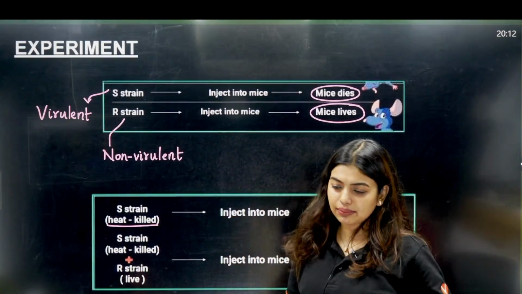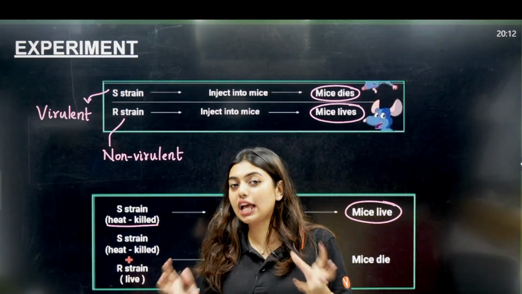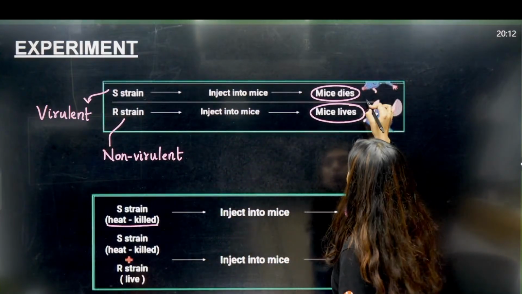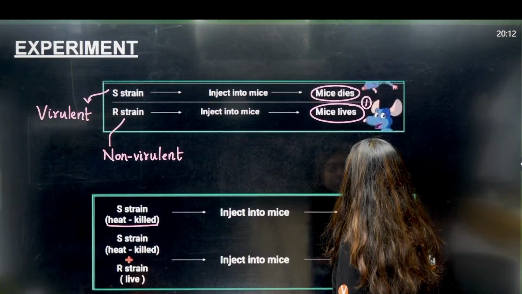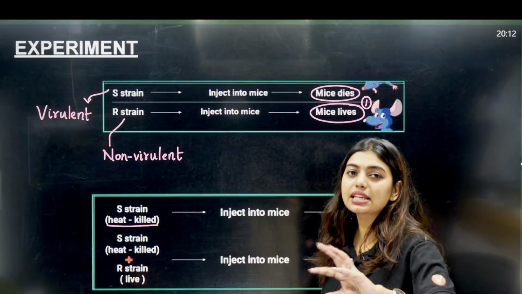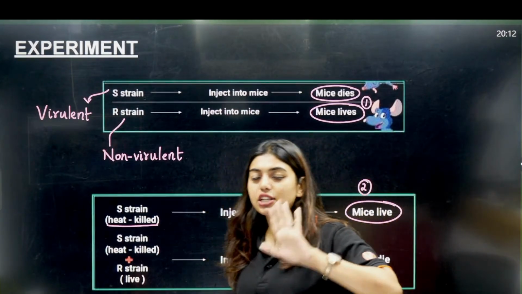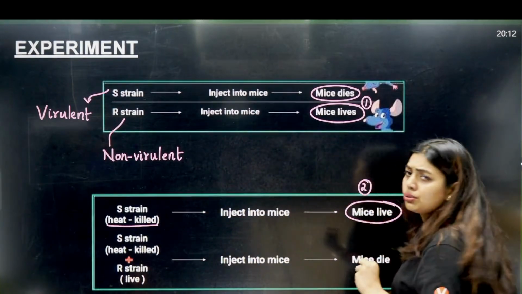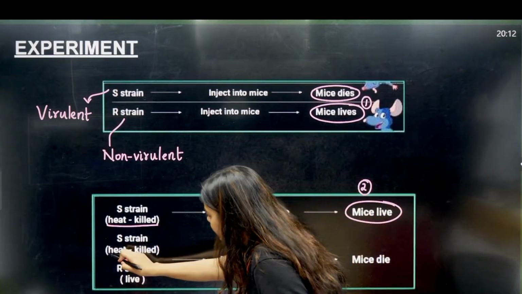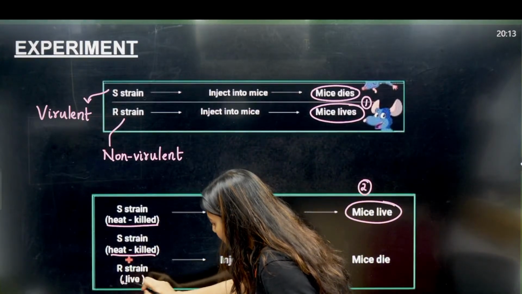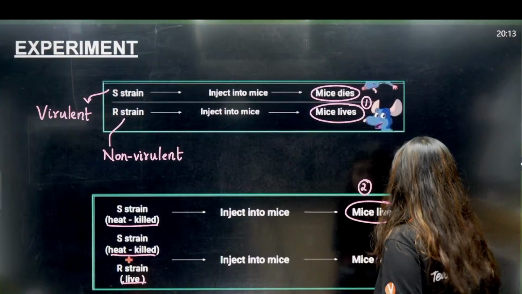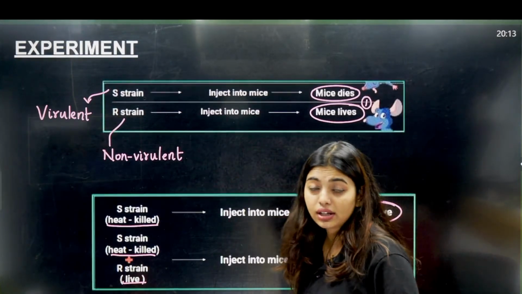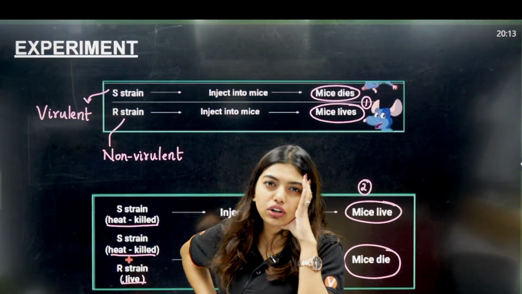Now he thought one thing. Let me do one thing. Two scenarios where the mice lived, that is scenario number 1 and scenario number 2. I will mix scenario 1 and 2. That is, wherever the mice was able to survive, I am going to take that together and do something. That is, he took heat killed S strain and he took live R strain. He injected into the mice. Unfortunately, the mice died. Now, if you were Griffith, you would have got shocked.